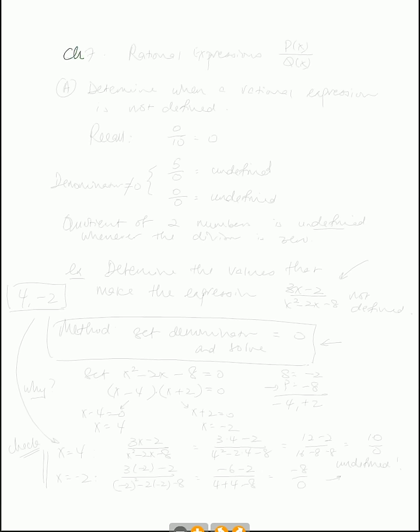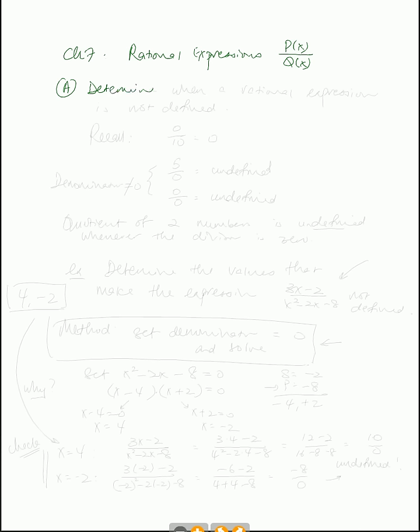In chapter 7, we are looking at rational expressions, and that's referring to expressions that look almost like a fraction. In fact, it is a fraction, but the numerator and denominator are made up of polynomials. So there's a few things you need to learn about rational expressions. So let's break it down this way.